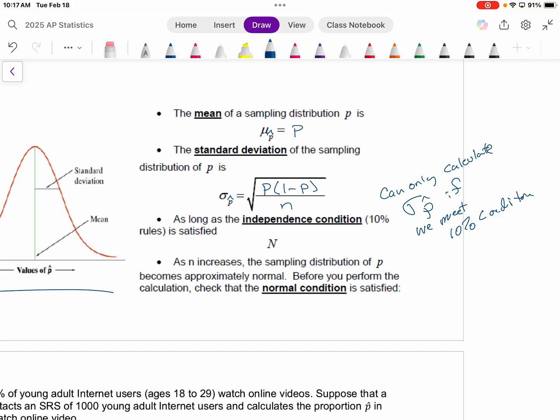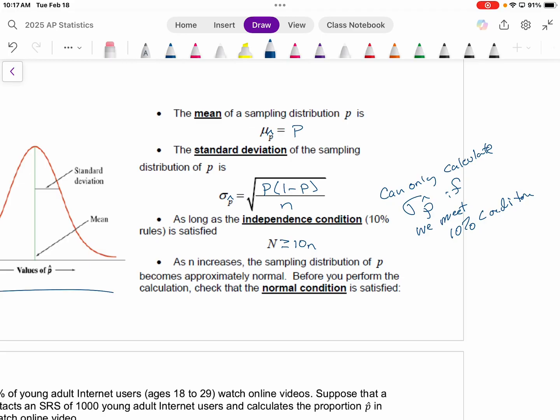So again, if you forgot what the 10% condition was, it is that capital N has to be greater than or equal to 10 times little n. So basically 10 times our sample size has to be smaller than the population. It could be equal to, but the majority of the time we're going to be smaller. So if 10 times the sample size is bigger than the population, then we've got an issue.